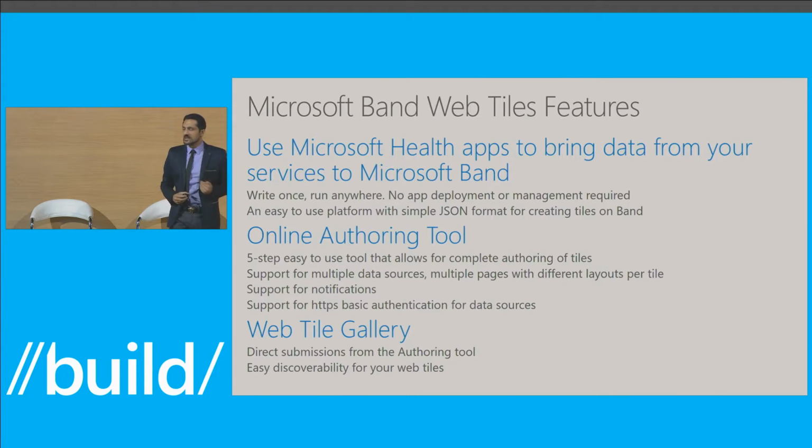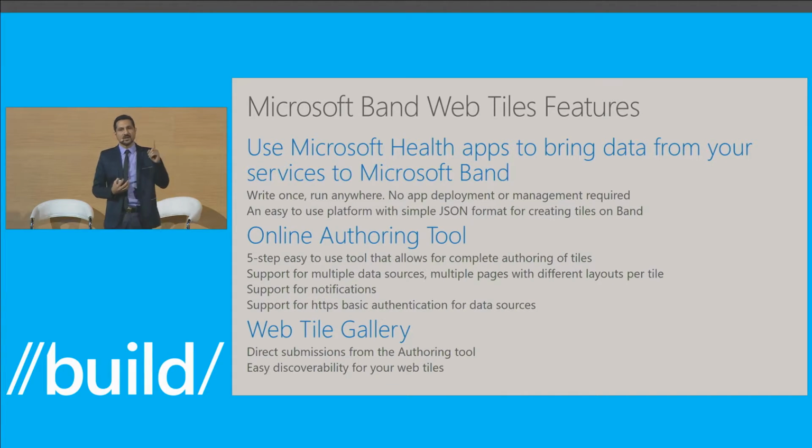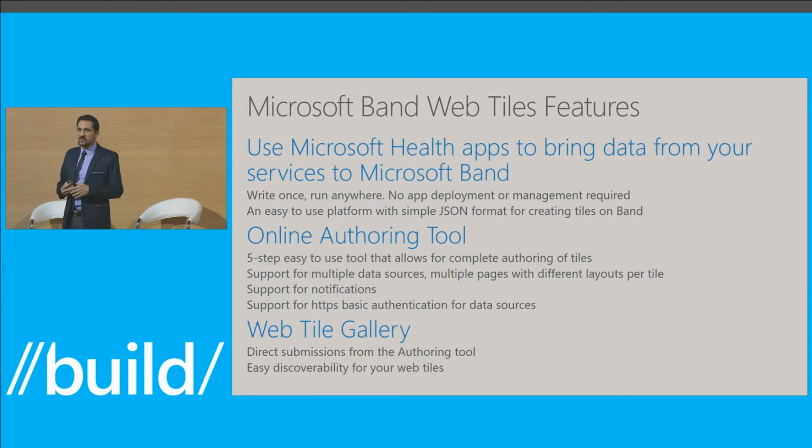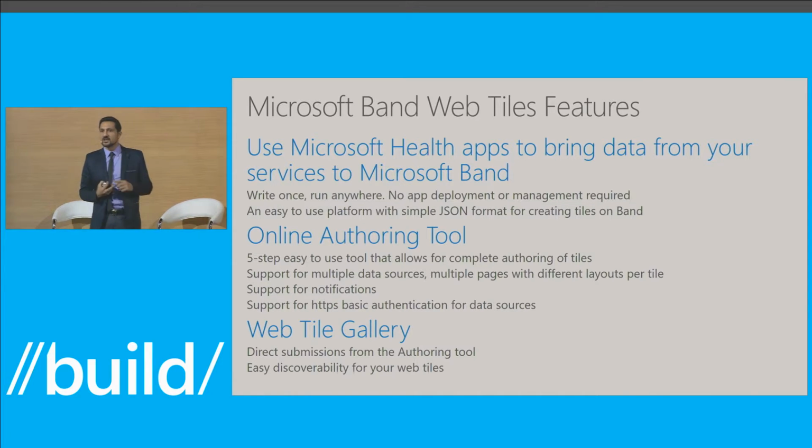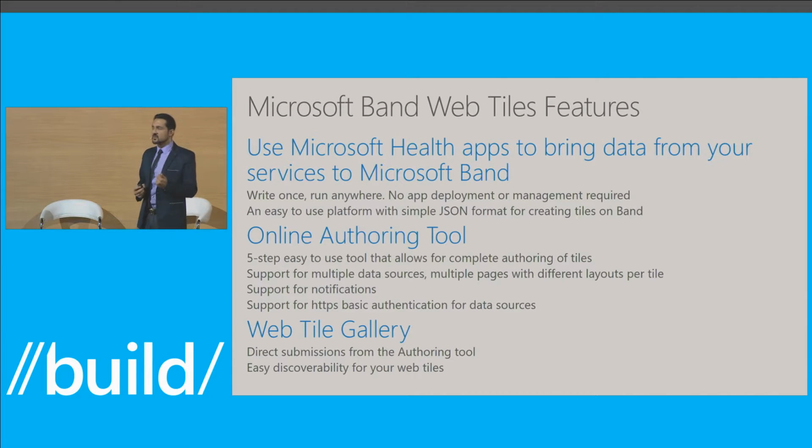I talked about the online authoring tool. It's a 5-step authoring tool, allows for complete authoring of tiles. It supports multiple data sources, so you don't have to have one data source. You can have many data sources. You can choose from a bunch of layouts. You don't have to have one layout. You can have 7 or 8 pages, all using different layouts. We added support for notification, and I talked about the HTTPS basic authentication for data sources. All of that is available.